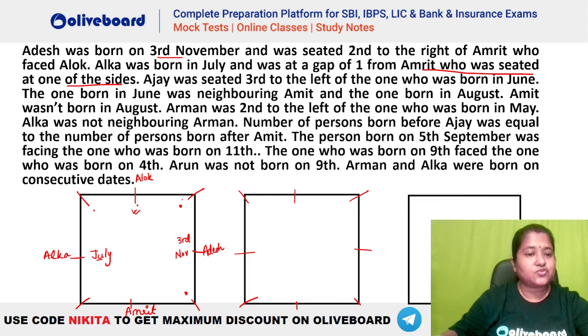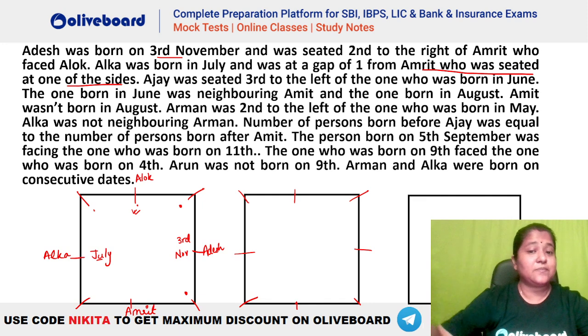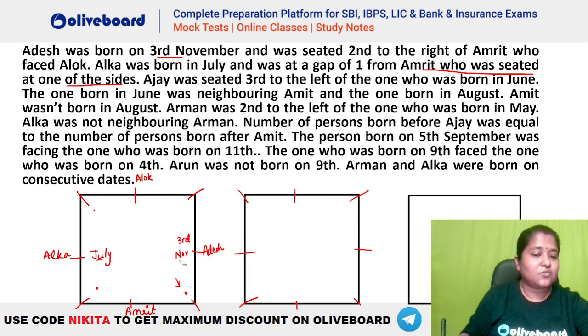So June has to be a neighbor of who? It is given that the one born in June is neighboring Amit and August. You can see already Alok and Adesh are there. So not possible. Similarly, June at this position, again Adesh and Amrit are here neighboring each other, right? So that means again June cannot be here. Similarly, June cannot be this, June cannot be this. So you can see the only possibility for June is this one only, right? So you can see the only possibility for June will be your Alok. Okay? So let's try it out.